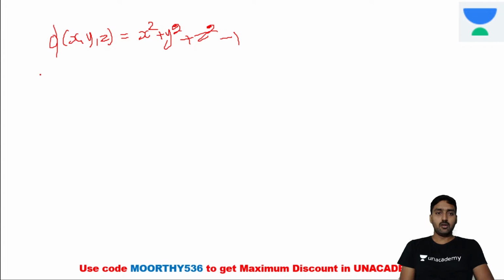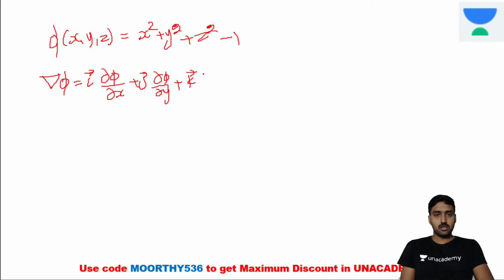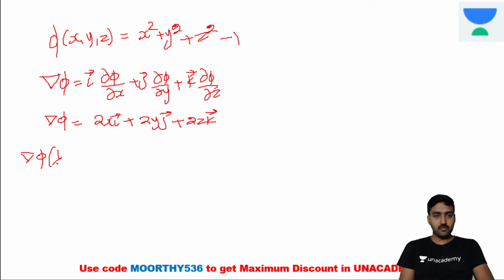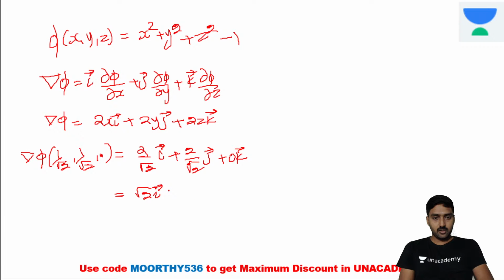minus 1. Now the del phi, we know the formula for del phi is equal to i vector into dou phi by dou x plus j vector into dou phi by dou y plus k vector into dou phi by dou z. Now the del phi is equal to 2x i vector plus 2y j vector plus 2z k vector. Now substitute the point 1 divided by root 2 comma 1 divided by root 2 comma 0. It's 2 divided by root 2 i vector plus 2 divided by root 2 j vector plus 0 into k vector, which is equal to root 2 i vector plus root 2 j vector.